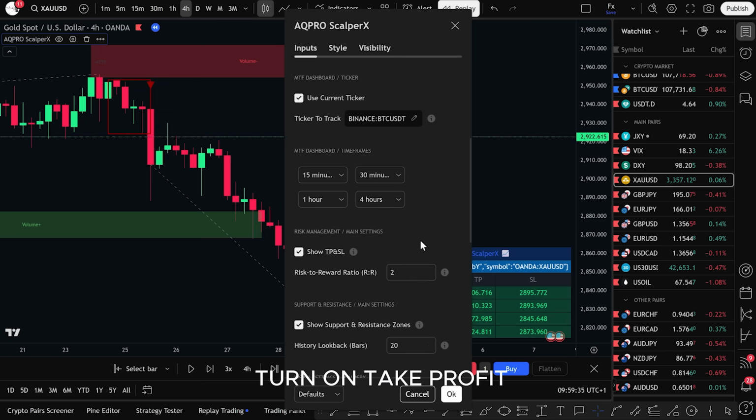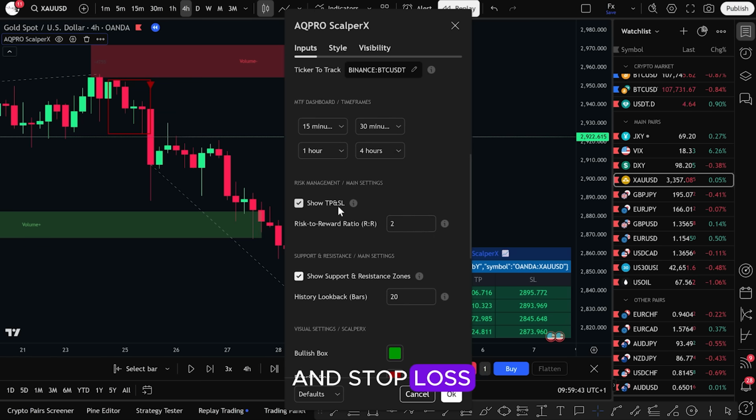Go to Risk Settings, turn on Take Profit and Stop Loss, and set Risk to Reward to 2. Switch on Support and Resistance Zones with a look back of 20 bars for key levels.